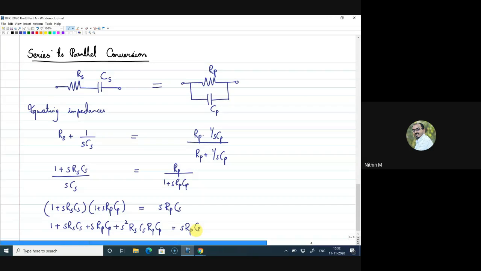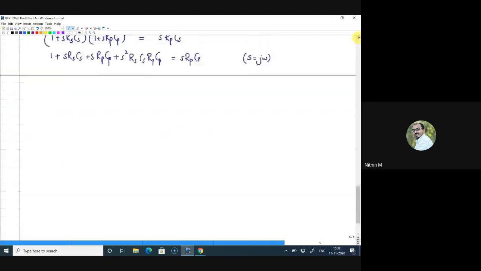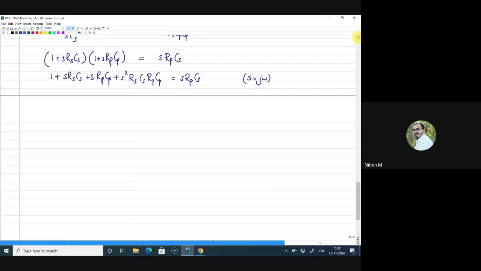Now, to equate the real and imaginary parts, I'll substitute S as j omega and rewrite these equations. So it is 1 plus j omega RSCS plus j omega RPCP, with S square as minus omega square RSCS RPCP, equal to j omega into RP CS. So we have equated these two.